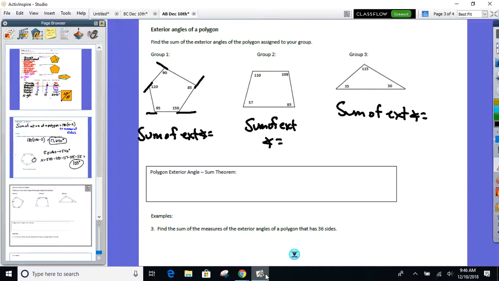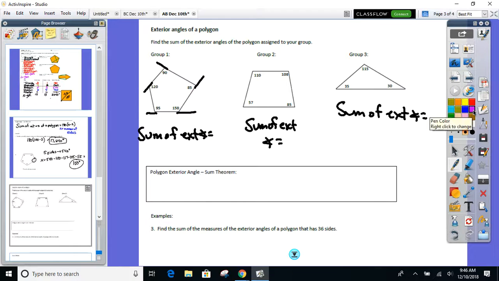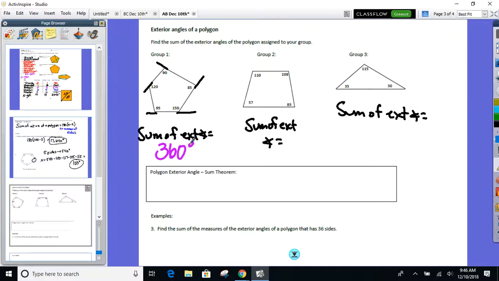Okay, let's get group 1. I don't care, anybody from group 1 here. These 3 groups, what do they all add up to? 360. Group 2. And the final group over here.